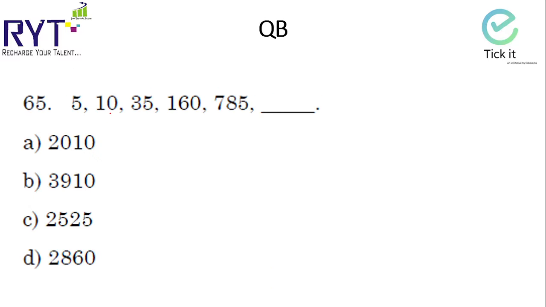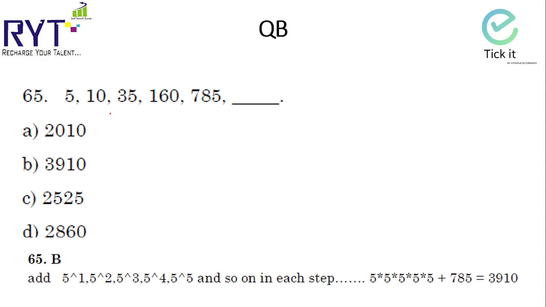Next question. So here what is happening? The difference is 5, difference is 25, difference is 125, then difference is 625. So if you observe, 5 to the power of 1 is 5, 5 to the power of 2 is 25, 5 to the power of 3 is 125, 5 to the power of 4 is 625. So next, the difference should be 5 to the power of 5.